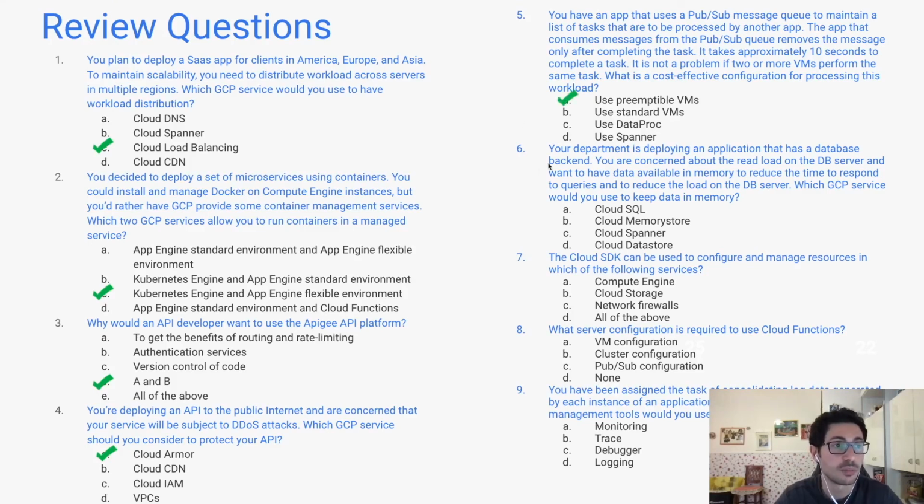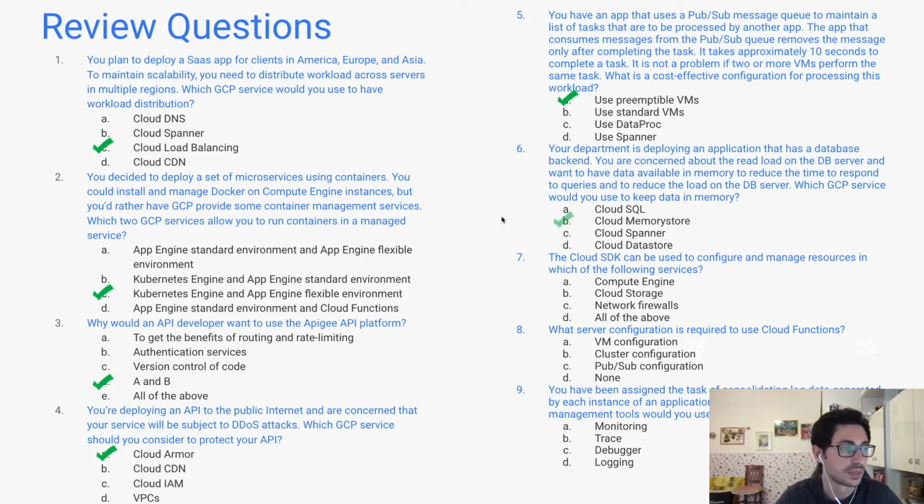Your department is deploying an application that uses a database backend. You are concerned about the read load on the DB server and want to have data available in memory to reduce the time to respond to queries and to reduce the load on the DB server. Which GCP service would you use to keep data in memory? Of course, it's Memorystore.